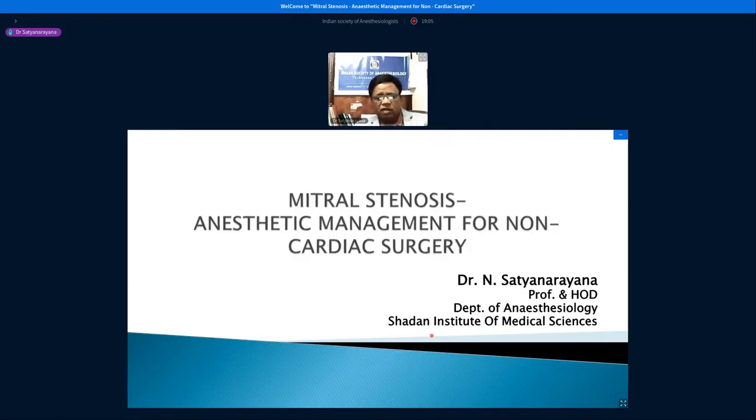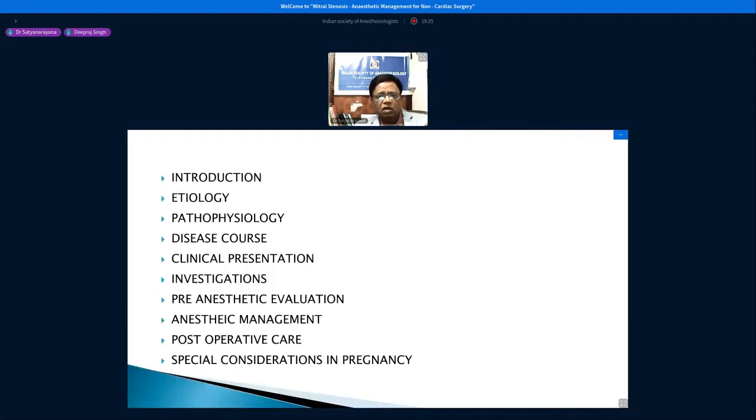Mitral stenosis is a very common topic for postgraduate students, for their theory as well as practical exams. So in my discussion, I'll be stressing more on points which are going to be useful for them in coming exams. I'll be discussing under the following headings: introduction, etiology, pathophysiology, disease course, clinical presentation, investigations, pre-anesthetic evaluation, anesthetic management, post-operative care, and lastly, briefly, a special consideration for pregnant patients.